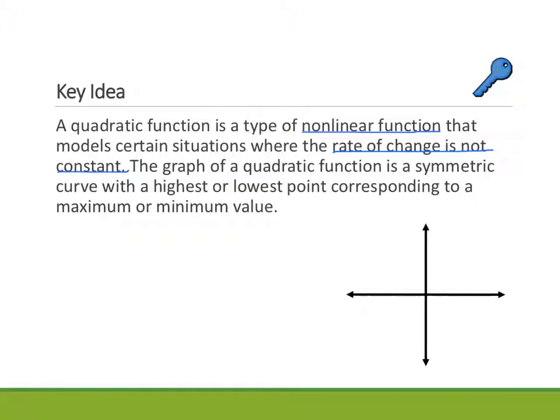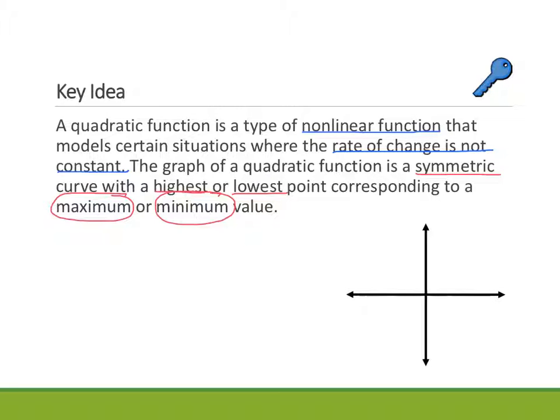Now, the graph of a quadratic function is going to be symmetric, and there will be either a highest point or a lowest point on the graph. If there is a highest point, then that is considered to be a maximum value. If there is a lowest point, then that is going to be a minimum value.